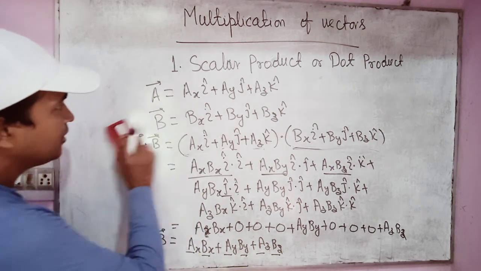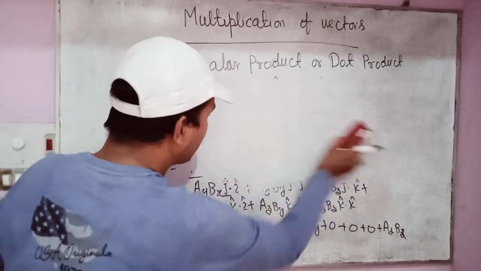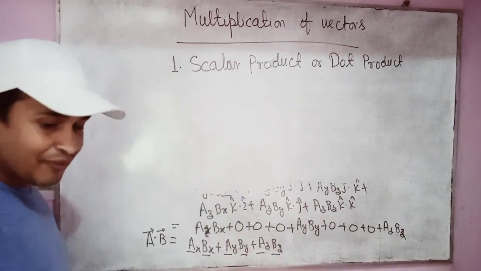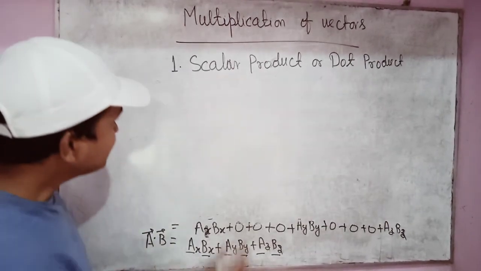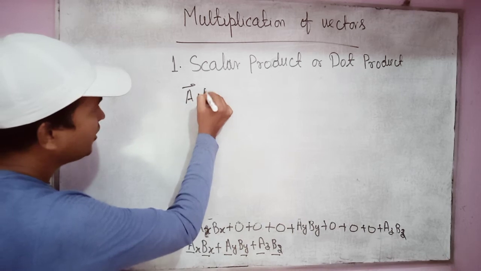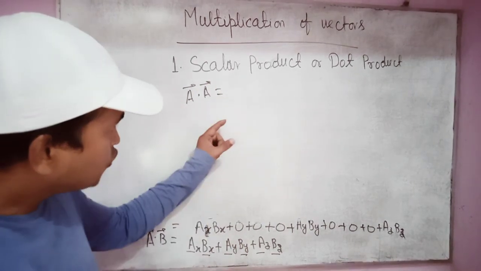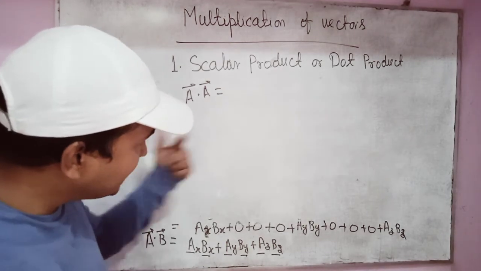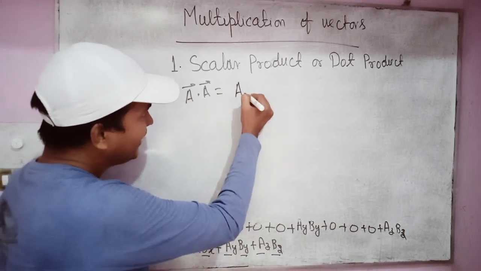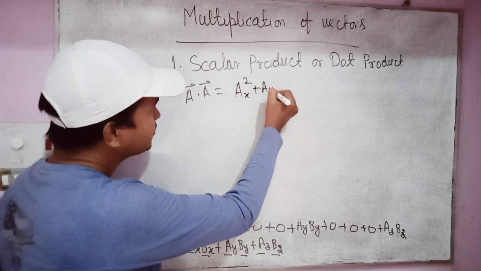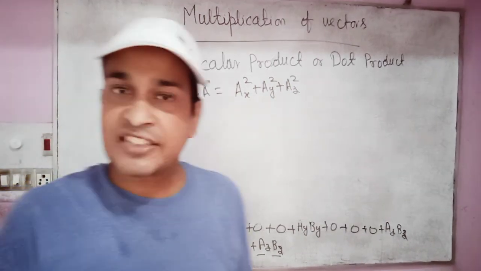Now what happens when we try to find the dot product of a vector with itself when the vector is written in component form? That is, what is vector A dot vector A when it is written in component form? Proceeding in the same manner, we find that vector A dot vector A is equal to ax square plus ay square plus az square.